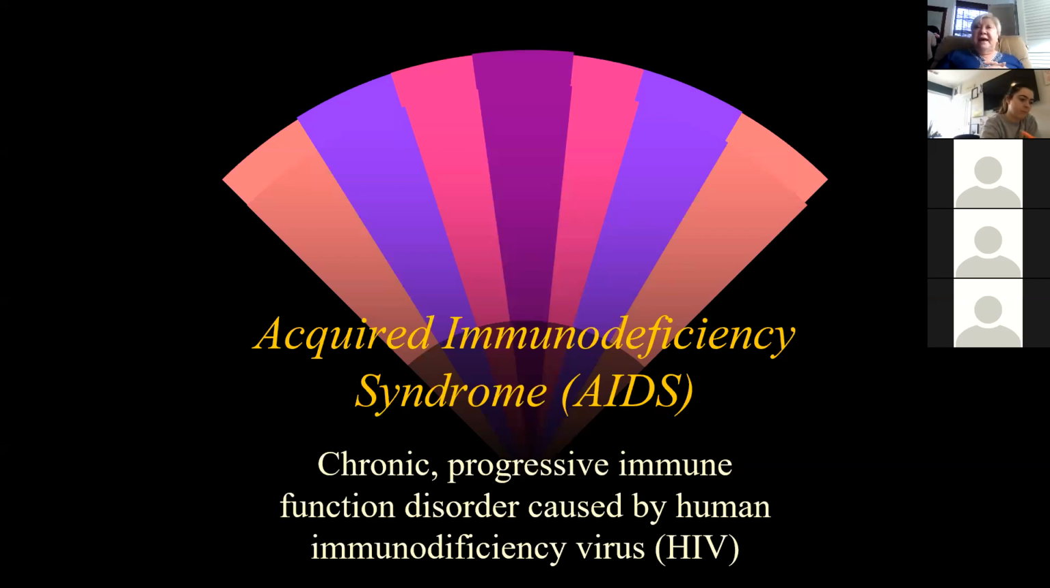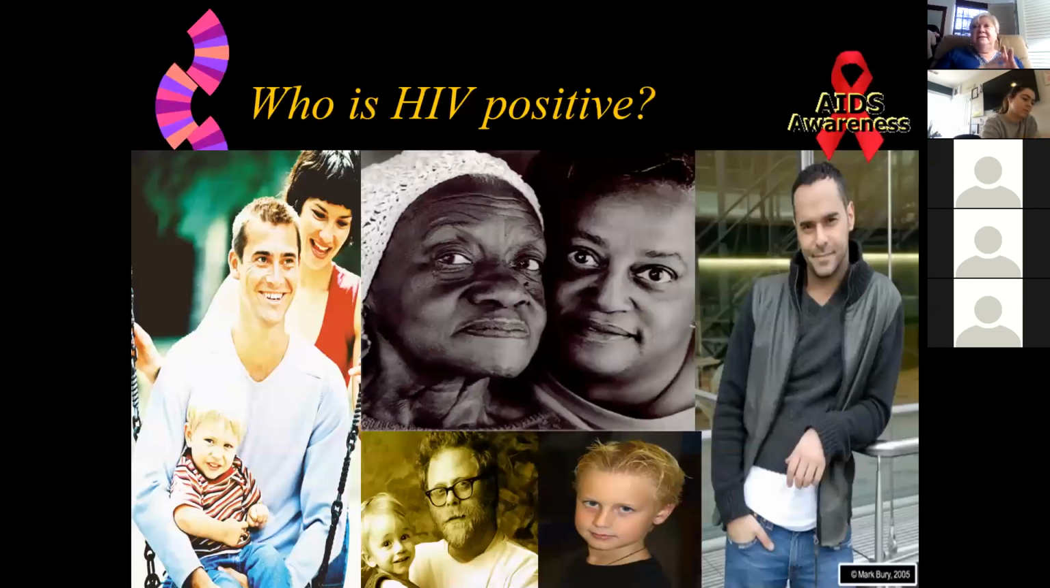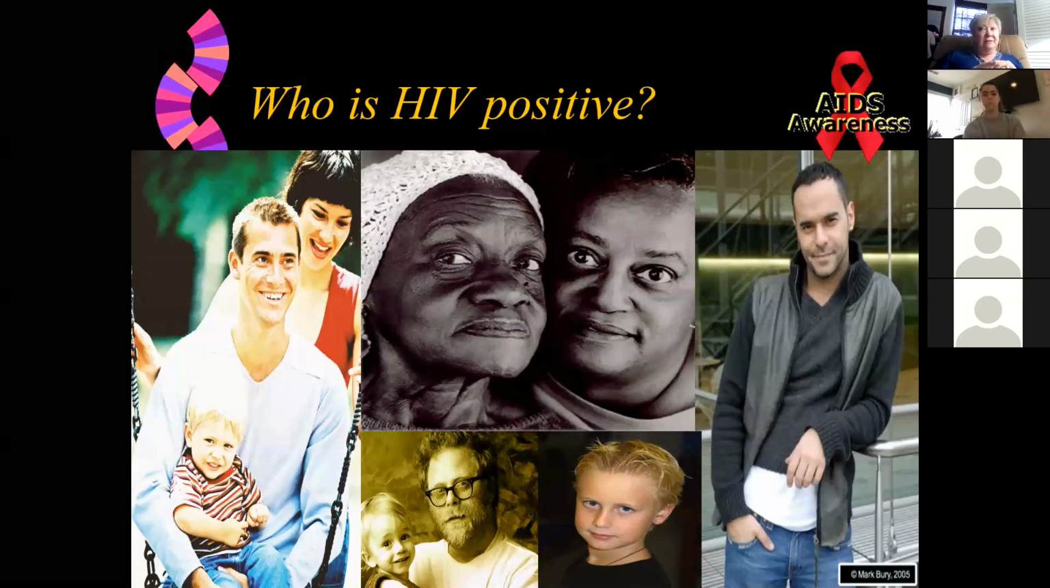So AIDS came about. But the thing about AIDS is you can't see it from the outside. Towards the end, you can tell quite often, but who's HIV positive in this picture? It could be all of them. It could be none of them. It could be some of them. You cannot tell from the outside who is HIV positive, who has AIDS, and who doesn't.